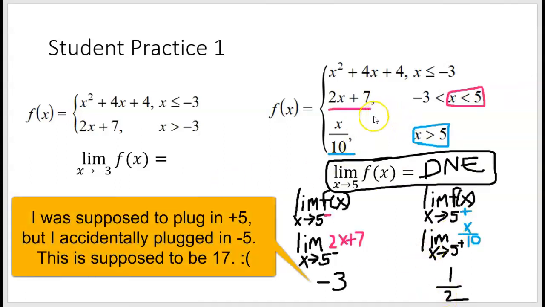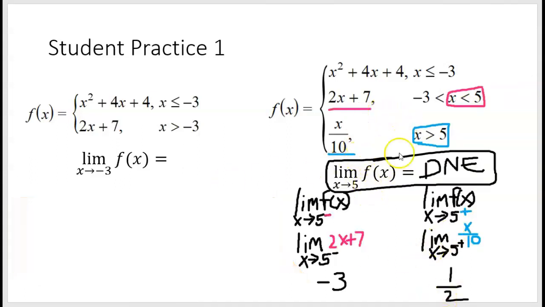Okay, so taking a look here at this one, since 5 is a boundary point, then we need to find the limit from the left and the right of that boundary point. So if I'm going to approach 5 from the left, that's what the little pink negative there is, that's going to be associated where x is less than 5. And so I'll be using the piece 2x plus 7 to evaluate that limit. So we plug in -5, which gives us -3.